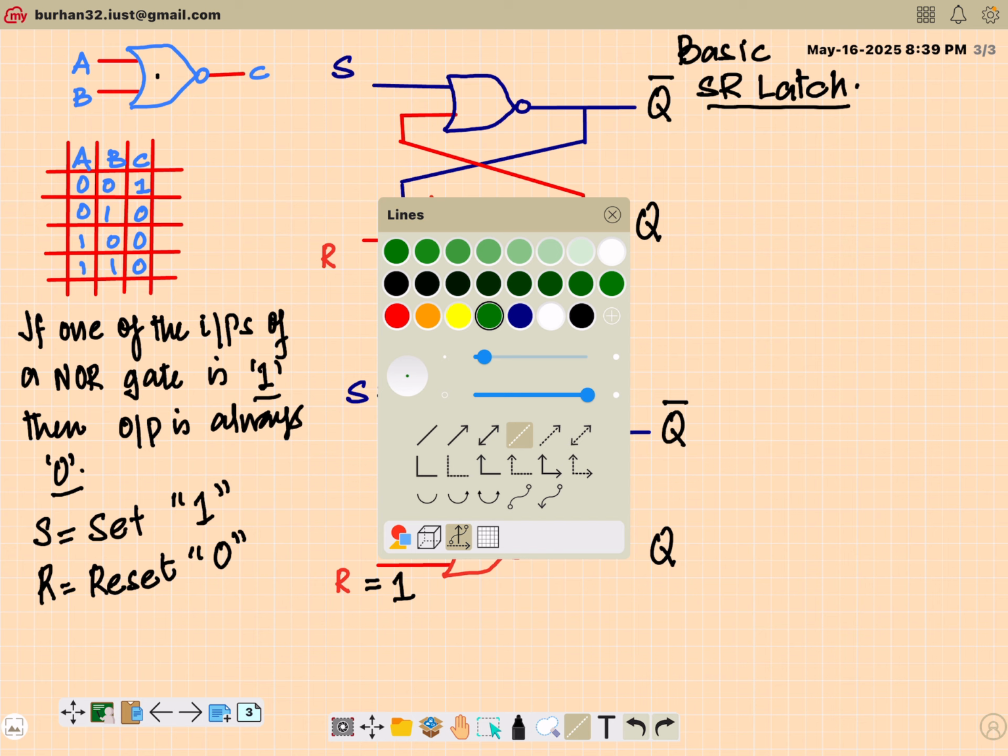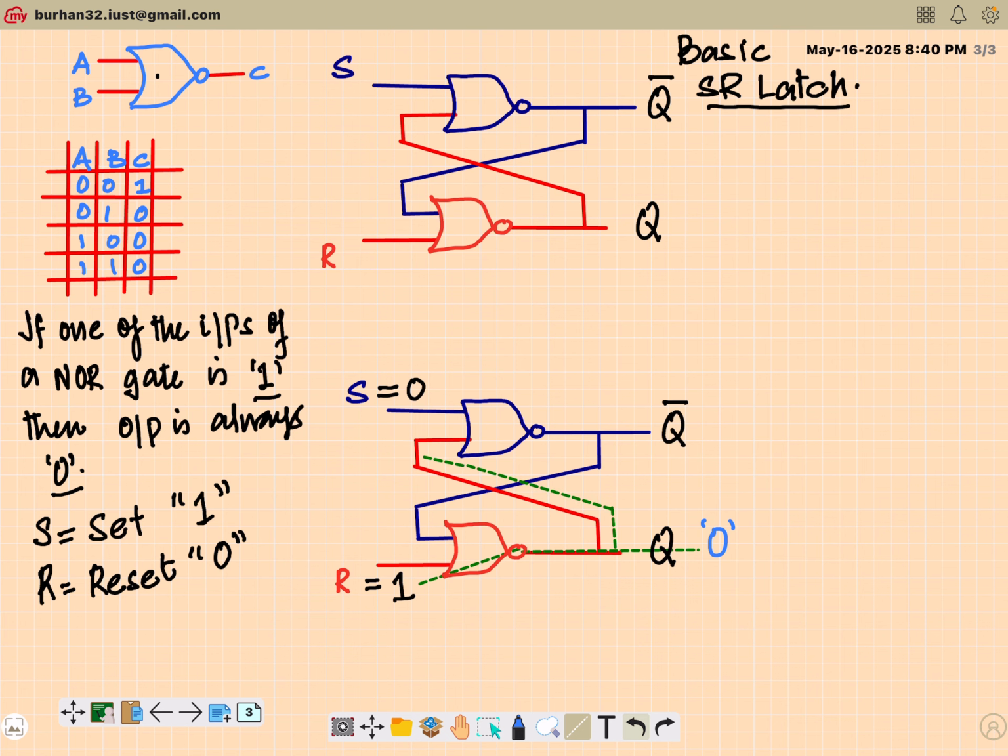Fine. And when this output goes to 0, it is being fed back to the upper NOR gate. So what will happen after some time, this output through this feedback connection will make sure that this input also is equivalent to 0. Now both the inputs of the upper NOR gate are defined. S is already 0. Now this input is also 0. And when both the inputs of the NOR gate are 0, output will be 1. So this will trigger Q bar equivalent to 1.